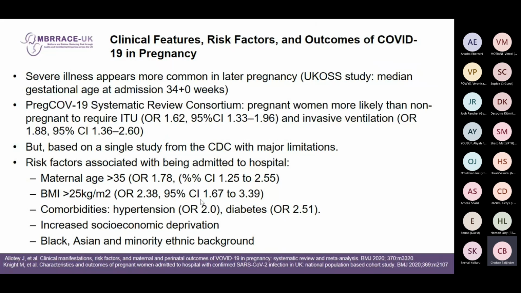Risk factors we know: being older, so more than 35, and BMI, surprisingly, more than 25. I would have thought it would be higher than that. Also any underlying comorbidities such as hypertension, diabetes, increased deprivation, and again, being from Black, Asian, or minority ethnic backgrounds. Those are the type of women who tend to get sicker and need more help.